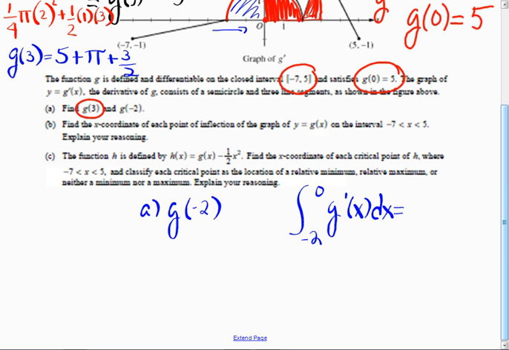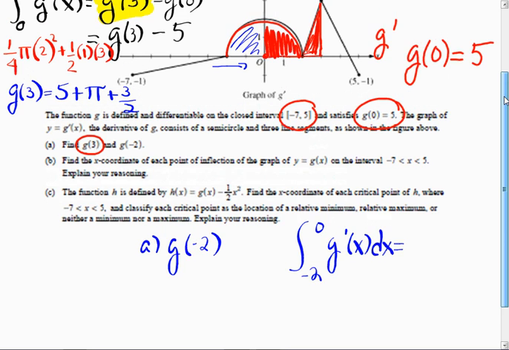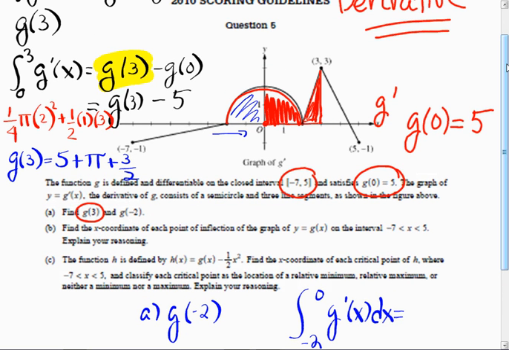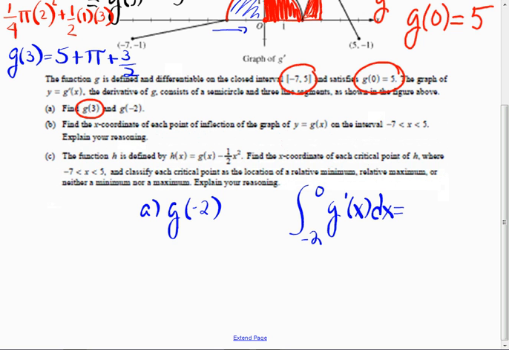I really think to get full credit, even though you might have the right answer there, if you just come up with this answer, 5 plus pi plus 3 over 2, you're going to get nothing. Absolutely nothing. You better write how you arrived at that, which would be at least this integral. They will not give you points for not supporting your work, even though you don't get a point for that. So this is what? G of 0 minus G of negative 2.